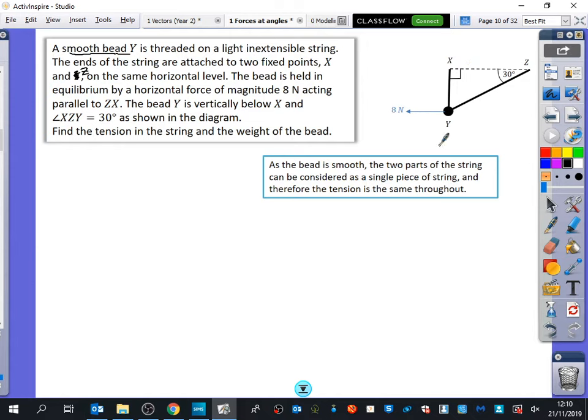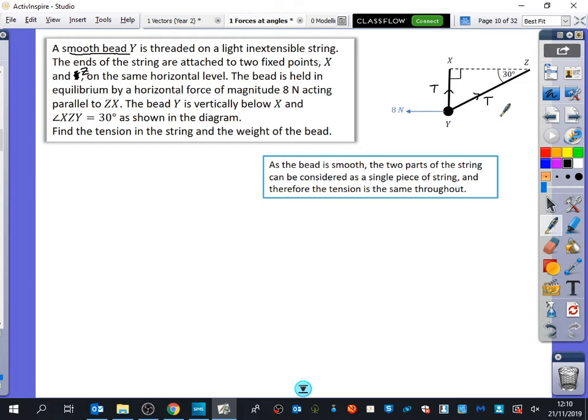Before we label any of the forces, I want to read what we've got down here in the blue box. As the bead is smooth, the two parts of the string can be considered as a single piece of string, and therefore the tension is the same throughout. It's like when you had the pulley questions: because the pulley is smooth, the tension is the same on both sides of the pulley. It's the same thing here, that this tension will be the same as this tension in the string.